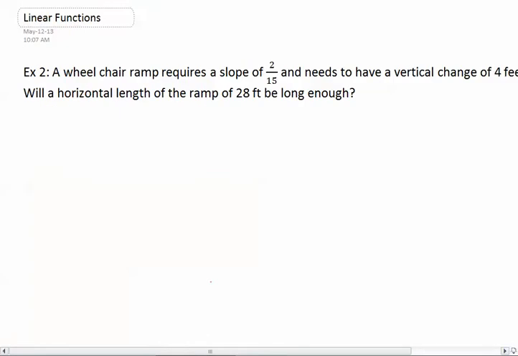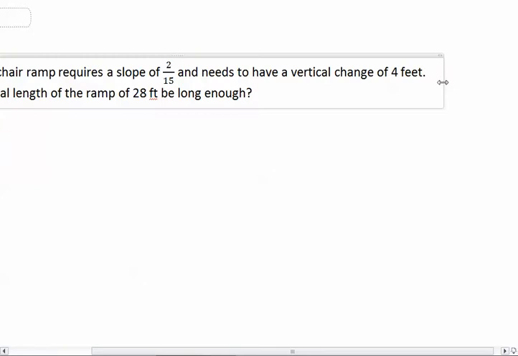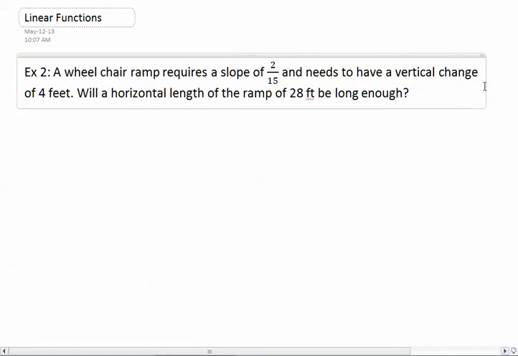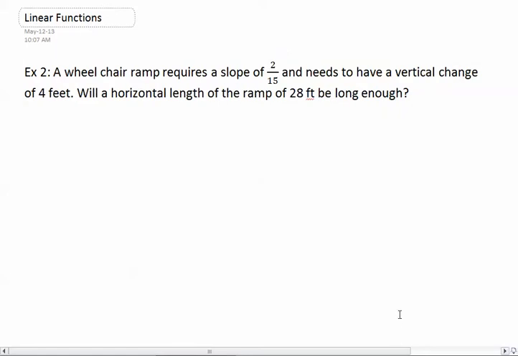So, example 2. Oh, and for some reason, these sentences just kind of go off the screen. I think it's because I have a slightly bigger monitor at home, so I've got to make sure they're in the right format. So example 2.